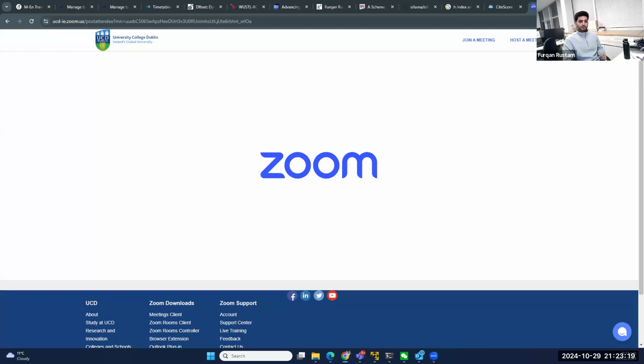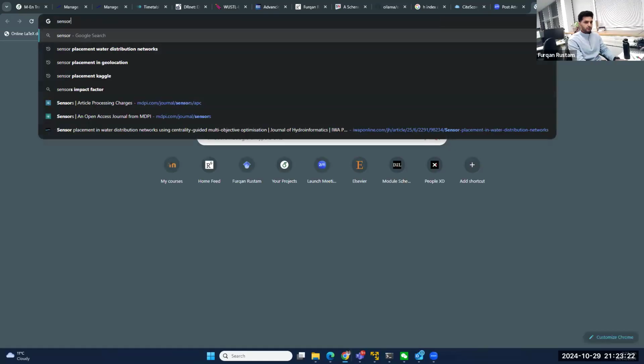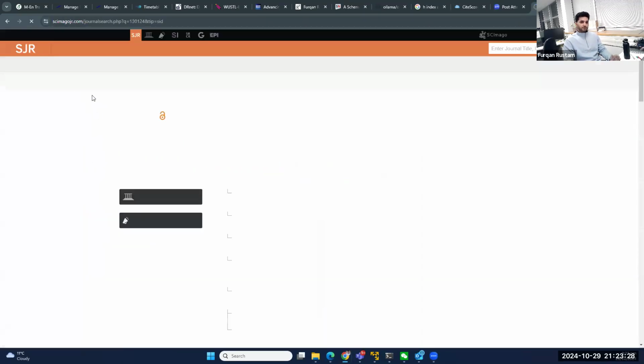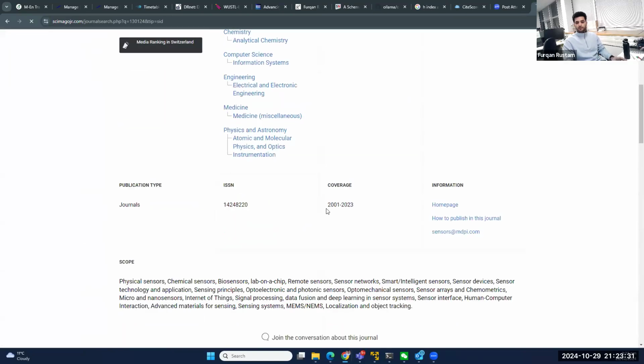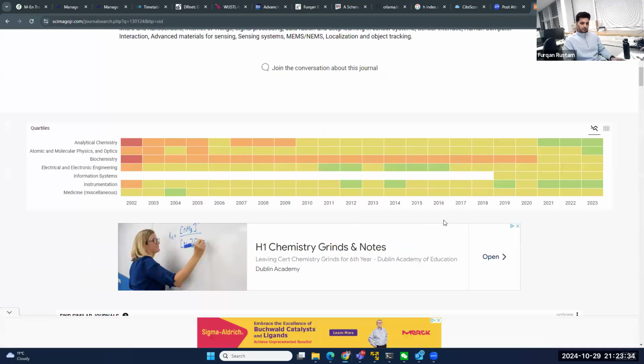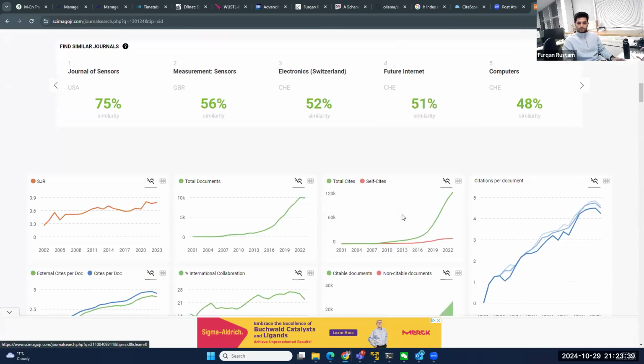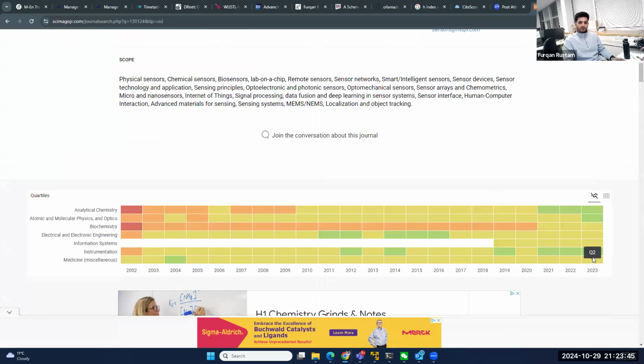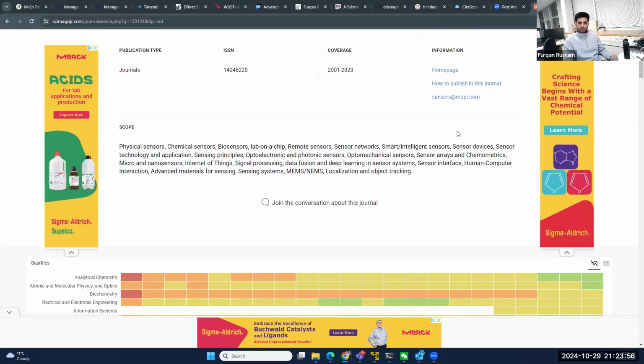Here, okay. If you want to check the Q ranking, let's go to SCImago journal ranking. If you write this, this is the website where you can go, and then you will find the rank. Here you can find the rank. This is a Q2 in medicine, and then Q1 in the domain of instruments. So you can find the ranking in 2023. This is how we can find the rank of that journal.